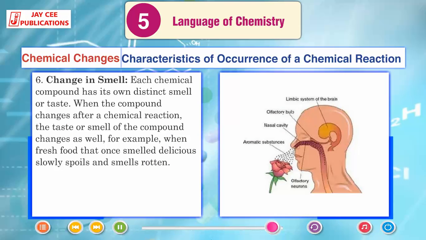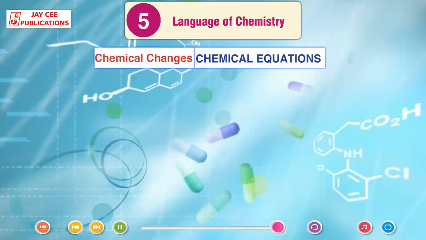Change in smell. Each chemical compound has its own distinct smell or taste. When a compound changes after a chemical reaction, the taste or smell of the compound changes as well. For example, when fresh food that once smelled delicious slowly spoils and smells rotten.